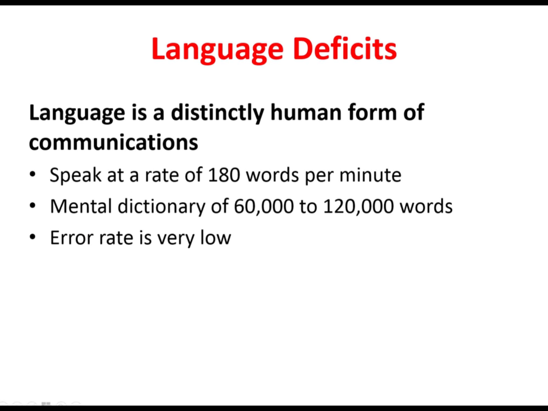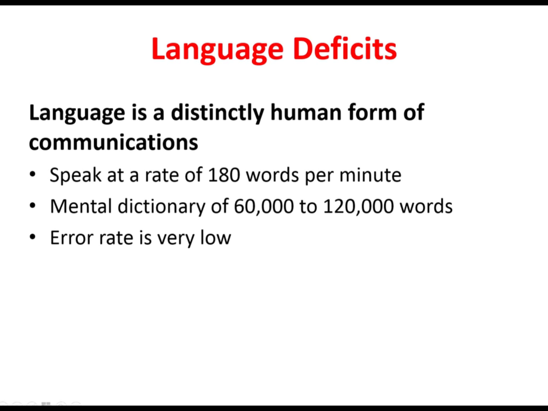Okay, now let's talk about language and what we mean by language. As we come up with our scenario for language deficits, language is a distinctly human form of communication. What do we mean by distinctly human? I think it's defined by the next three parameters. Normally we speak at a rate of about 180 words per minute. If you look at other forms of communication, it's extremely rapid. So again, about 180 words per minute is what we actually speak.